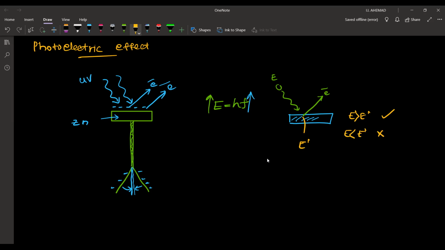No. So in case of visible light, the energy of a single photon is not sufficient. It doesn't matter how bright this light is. Brightness doesn't matter. Is that simple idea clear?